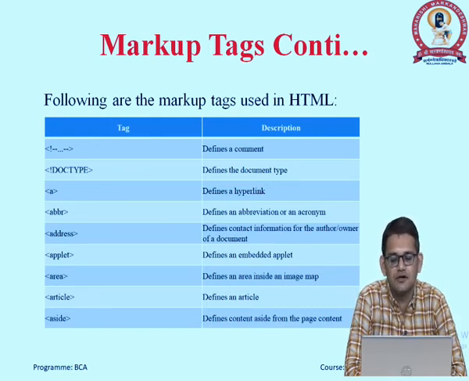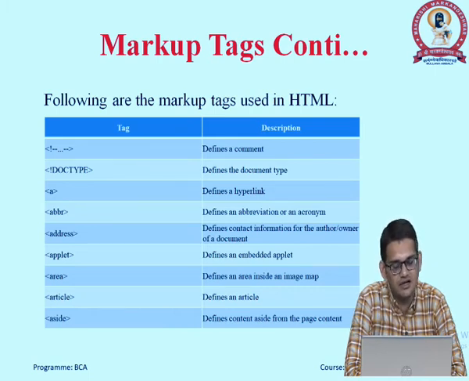It defines the contact information for the author or owner of the document. So, within the address tag we can define the owner of the document or the author of the document. Next one is the applet tag. It defines an embedded applet. We can add an applet within the HTML, and for adding that we can use the applet tag.